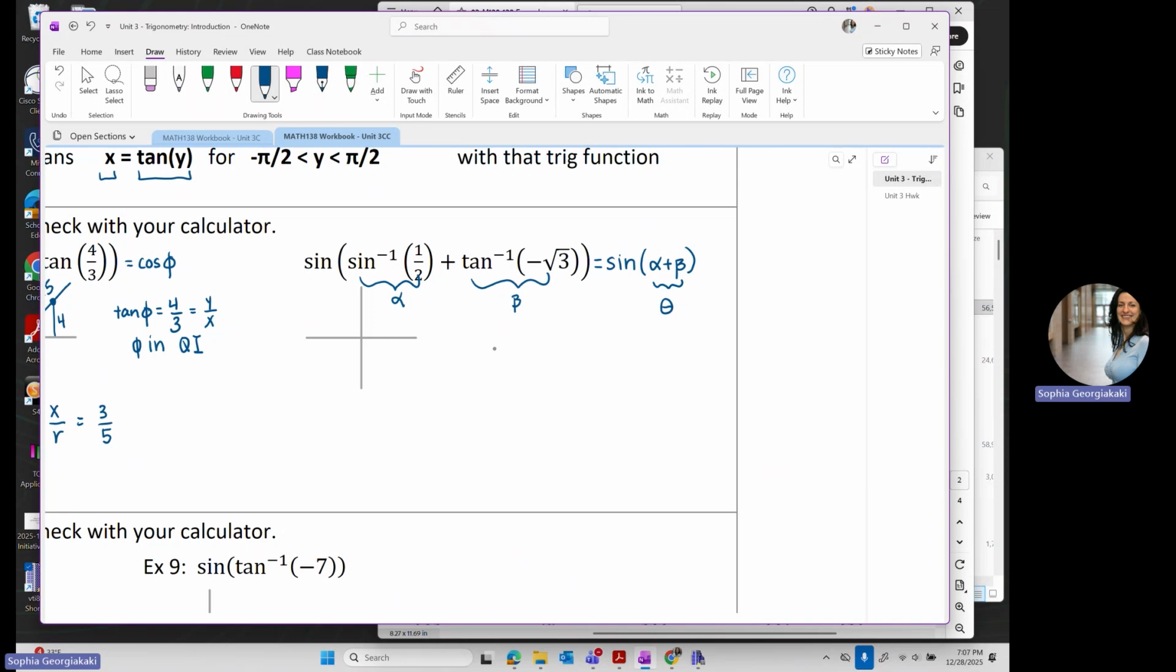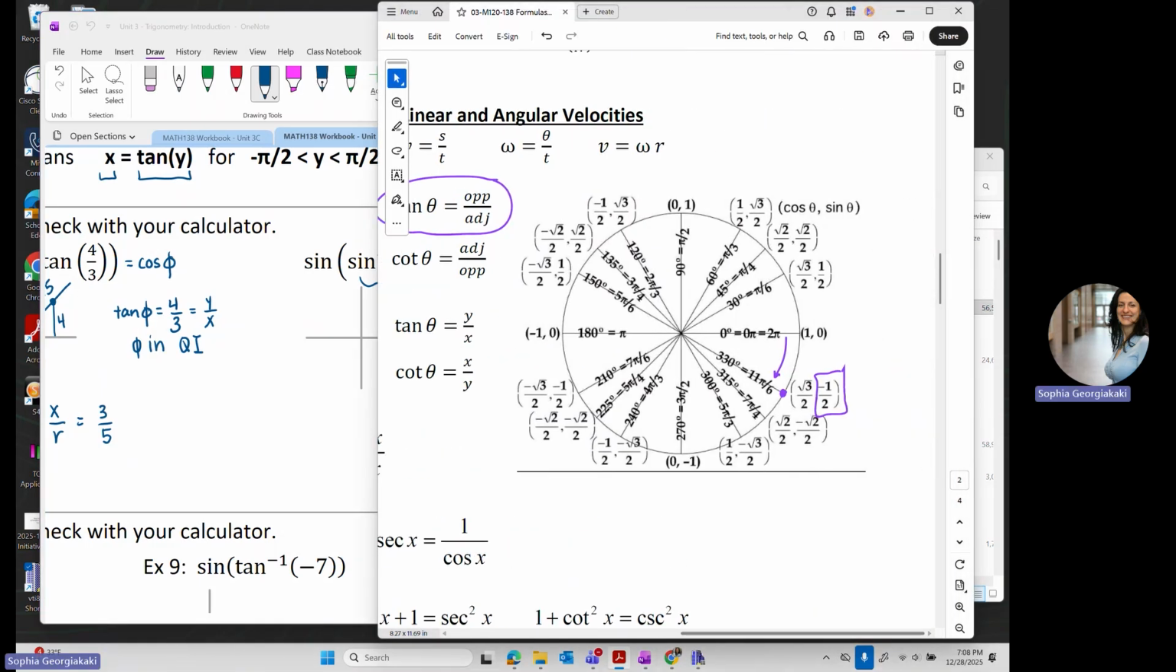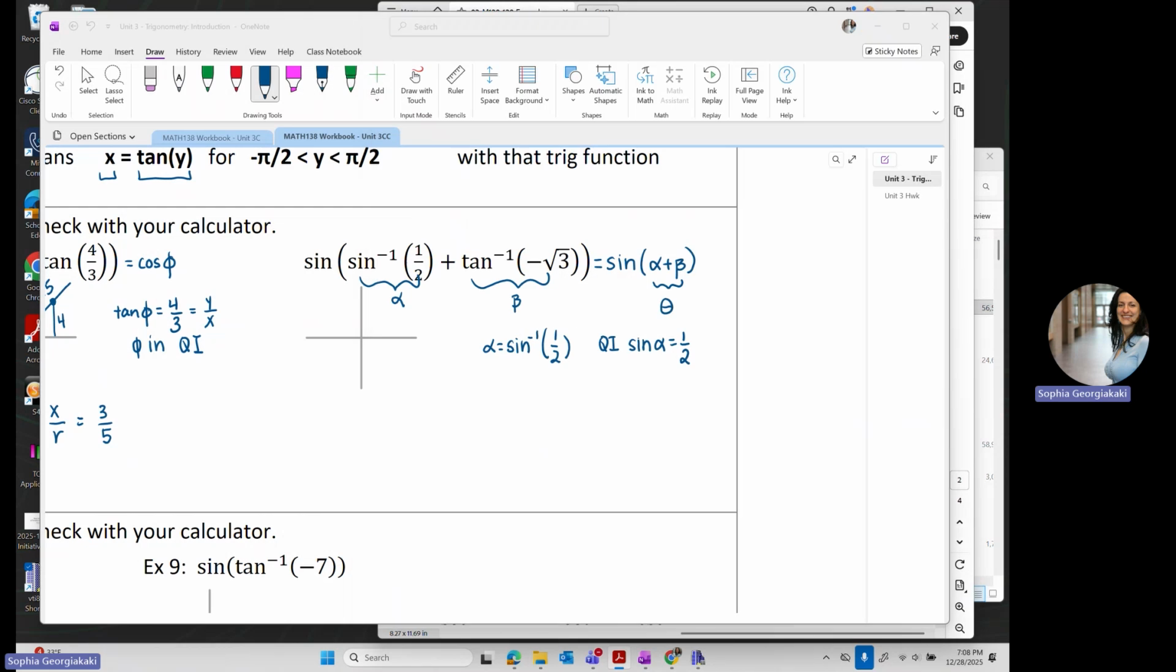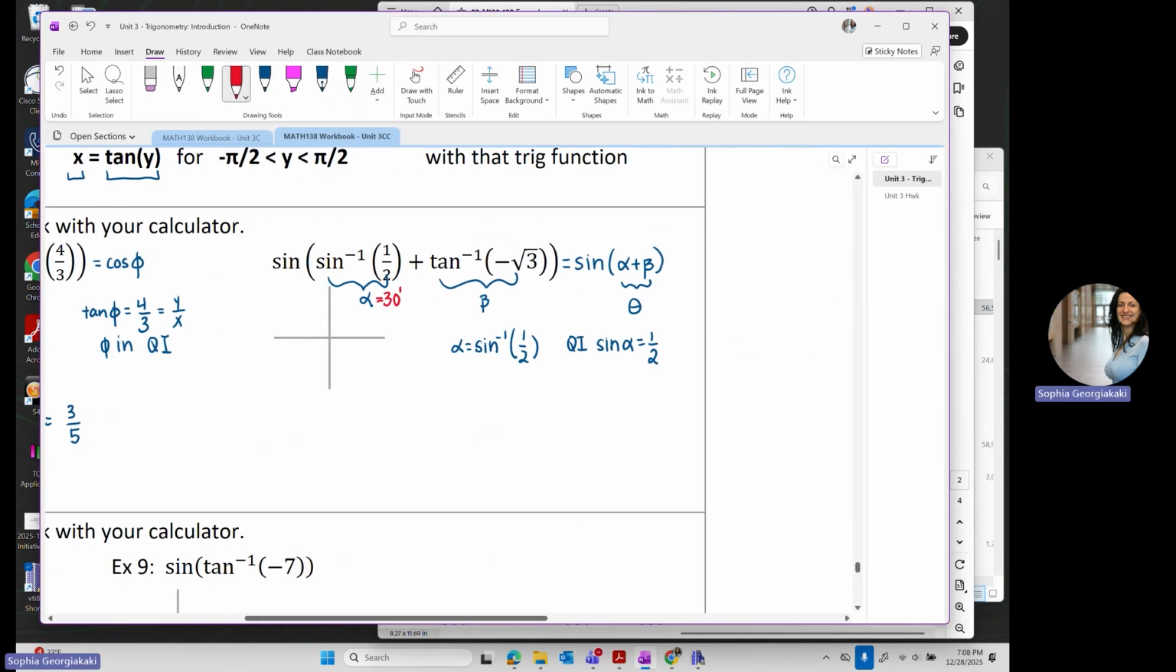So the first one, alpha, is the inverse sine of 1/2. It means that alpha is in quadrant 1, and it has sine of alpha equal to 1/2. So how much is alpha? If I go in my formula packet, what angle in quadrant 1 has a sine of 1/2? That angle will be pi over 6, or 30 degrees. So alpha is 30 degrees or pi over 6.